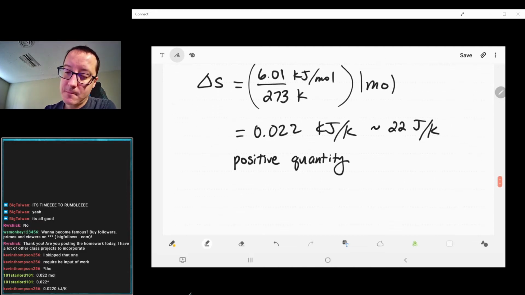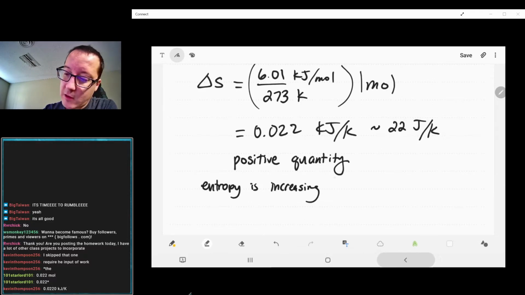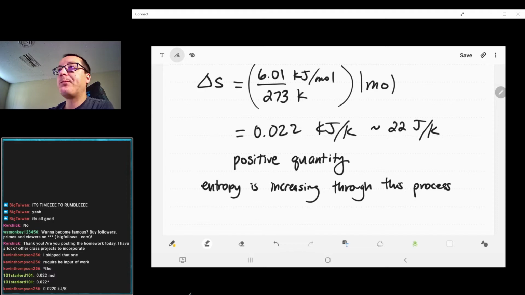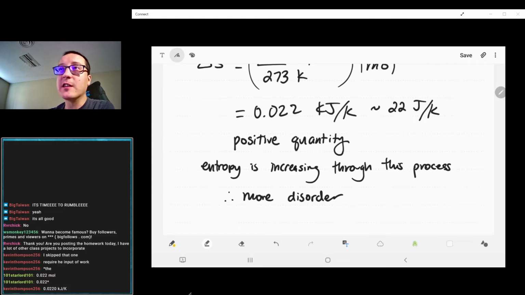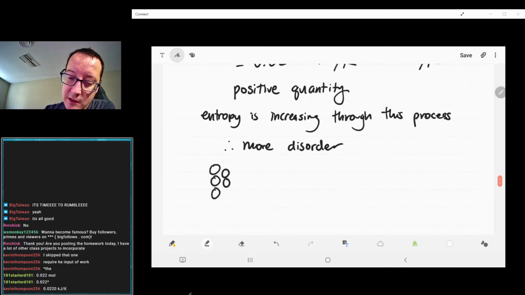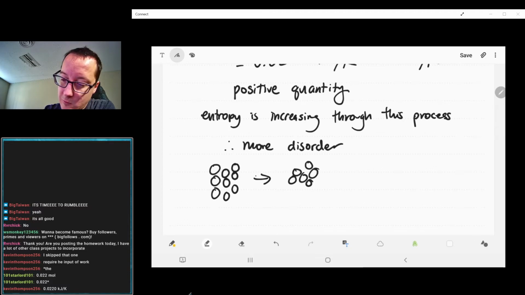And that means that the entropy is increasing through this process, which tells us that things are getting more disorderly as they go through. Hopefully that makes sense, right? Because we have ice, which is in its nice crystalline shape, turning into water molecules swishing about each other, right? We're going to see this is always the case for a fusion or a vaporization.